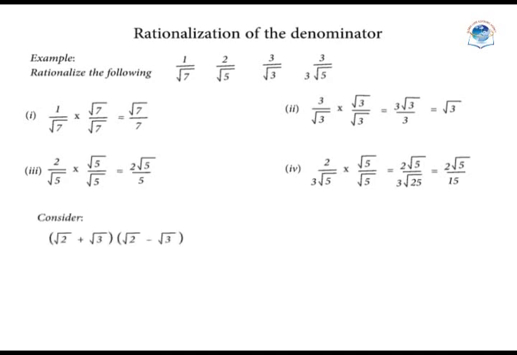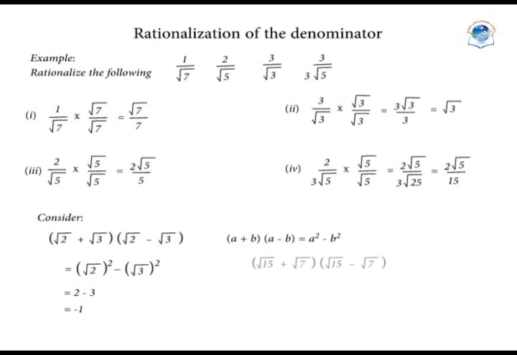Now consider the following. Root 2 plus root 3 times root 2 minus root 3. Remember, in the difference of two squares, a plus b times a minus b was equal to a squared minus b squared. Therefore, expanding these surds, we shall have root 2 squared minus root 3 squared. That will give us 2 minus 3, which is equal to minus 1.